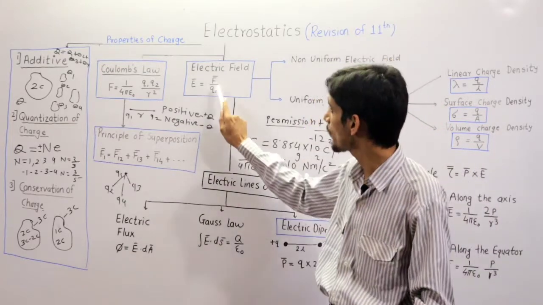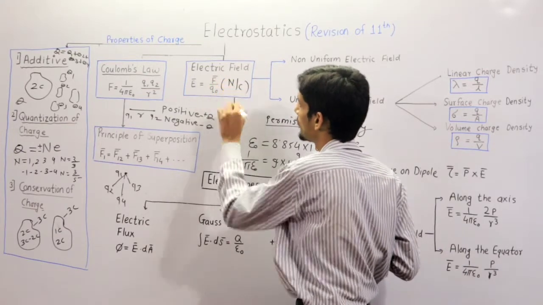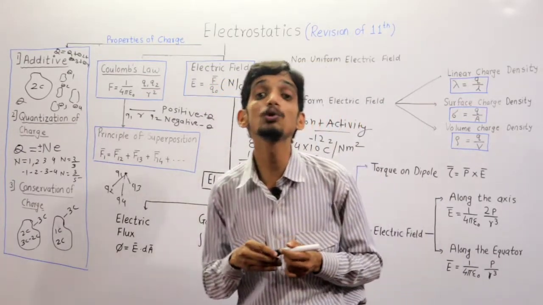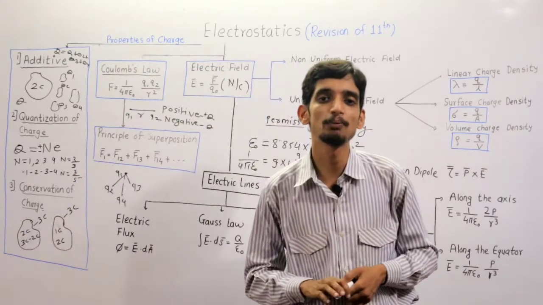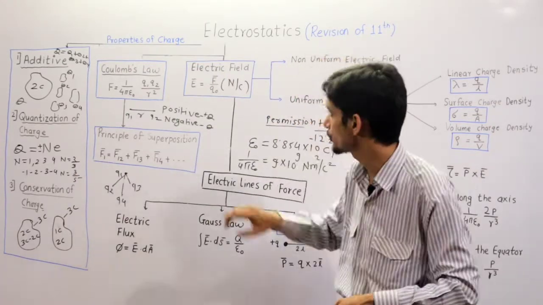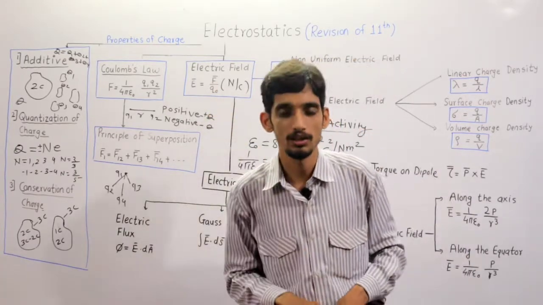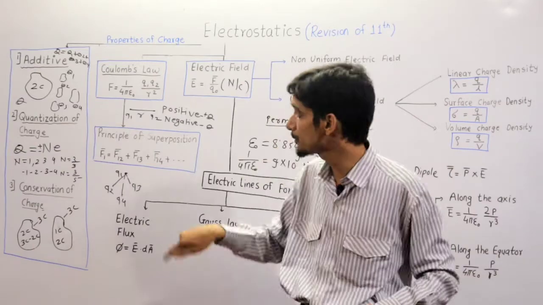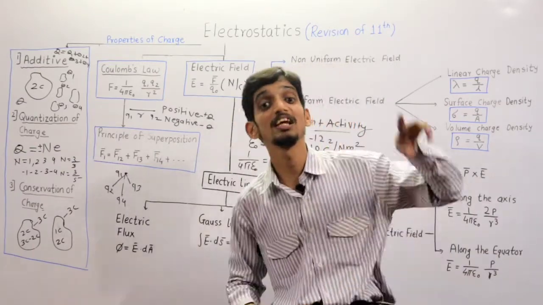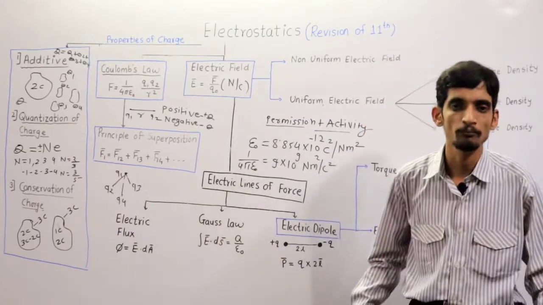Clear? What is the unit? Newton per Coulomb. It means that suppose 1 Newton of force is experienced by 1 Coulomb of test charge. Suppose this is 1 Coulomb and this particular force is 1 Newton. If 1 Newton force is experienced by this 1 Coulomb test charge, then the electric field intensity of that source charge is 1 Newton per Coulomb.